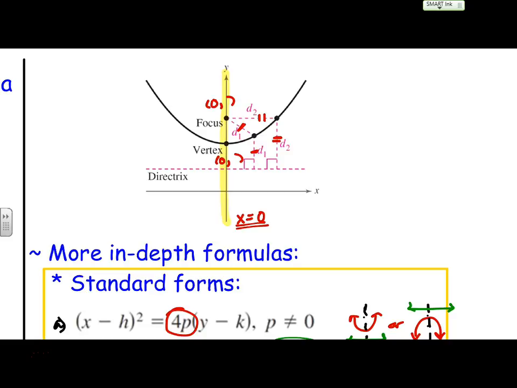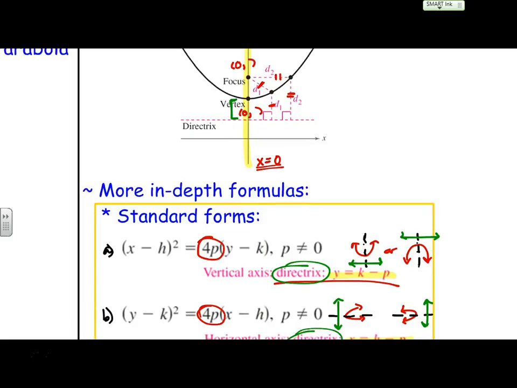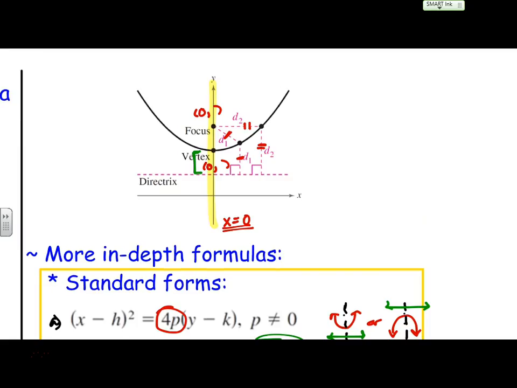In your guys' directrix formula, how far away was the directrix from the vertex? What'd you guys take away from k? P. So the distance to the directrix was p. So what do you think the distance to the focus is going to be? P as well. That is why they don't write a anymore. They write 4p to let you know that, hey, that a, if it's seen as 4 times a number, we can go ahead and use that number to help us find the focus and directrix.